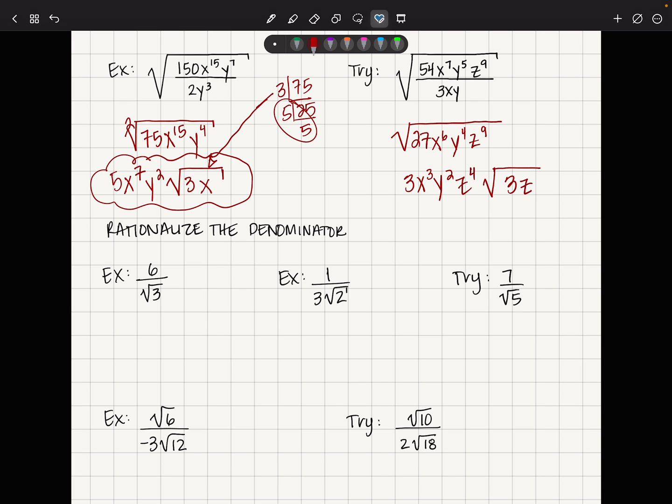And that's with a z left over. So 2 goes into 6 3 times. 2 goes into 4 2 times. 2 goes into 9 4 times with 1 left over. And that's how we get our final answer.